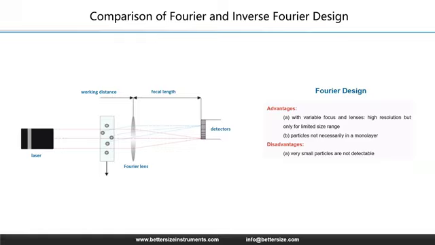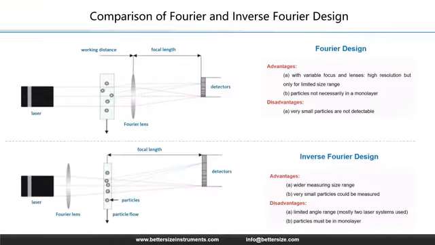To appreciate the innovation in the 2600 Plus, we must first understand the two standard optical designs used in our industry. First, look at the Fourier design. Here, the lens is placed after the sample cell. The advantage is high resolution, as we can change lenses to focus on specific ranges. However, it has a major limitation. Because the lens has a fixed aperture, it physically blocks wide-angle light. This means it cannot detect very small particles effectively.